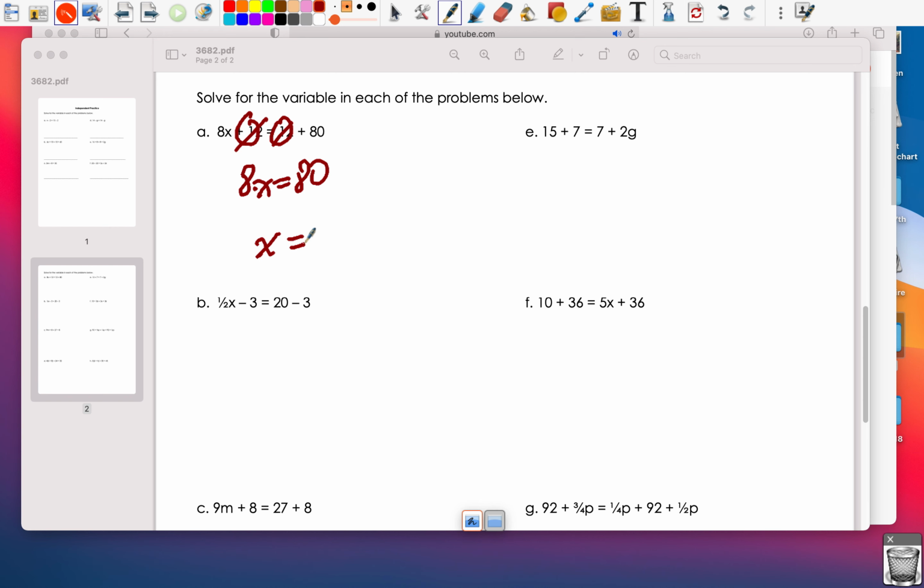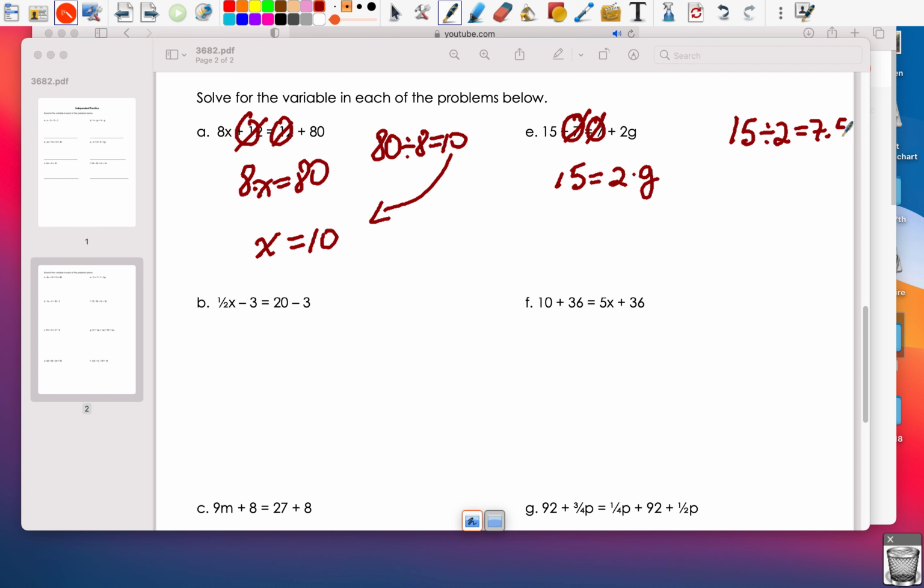Over here, the 7 can go and this 7 can go. So I have 15 equals 2 times G. So how do I find that number? 2 times ¿qué número? Me sale 15. 2 times what number is 15? So in my calculator, I'm going to do 15 divided by 2, and I get 7.5. So G equals 7.5.